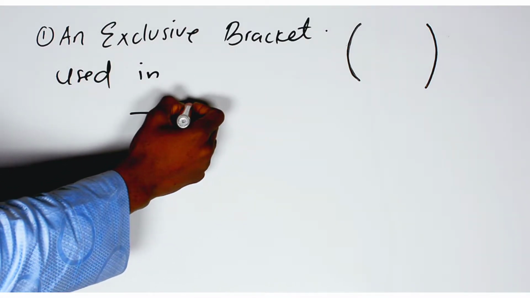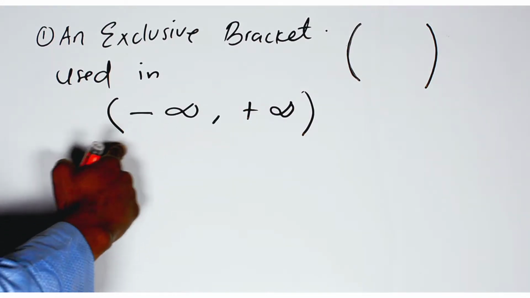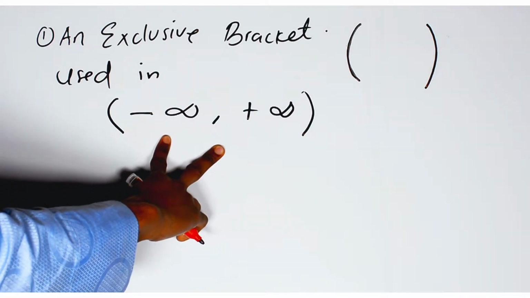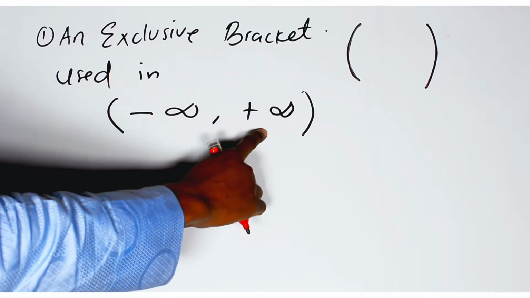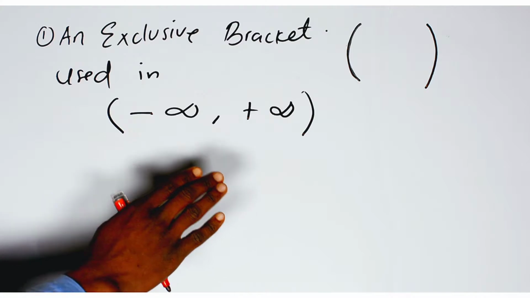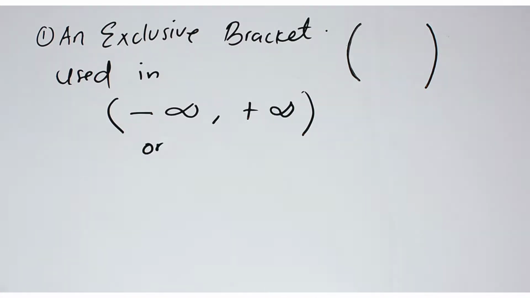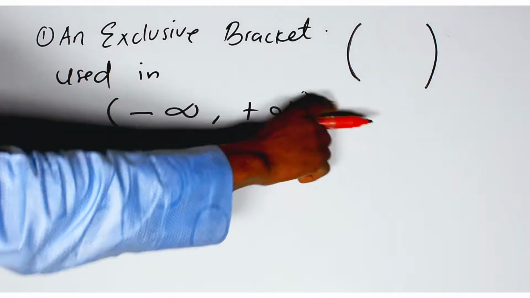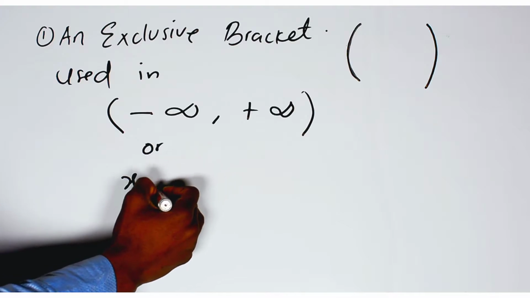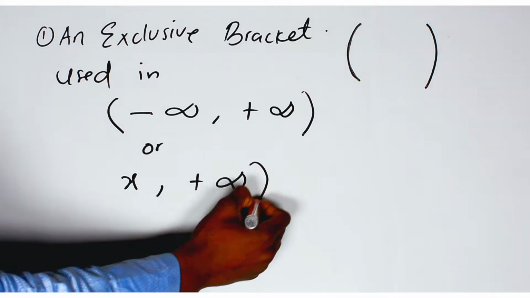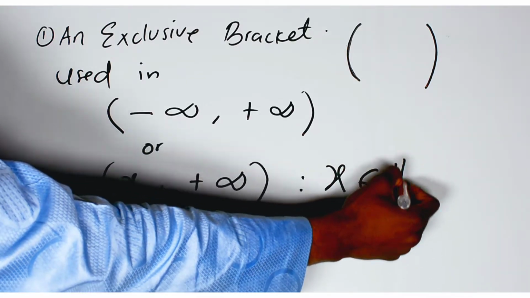It is used in negative infinity to positive infinity because infinity has no end. So we introduce them in this bracket, and this is showing that from our domain or range, infinities are all included. Or for a number to be in this kind of bracket, let's say x to positive infinity, such that x belongs to real numbers from the negative side.